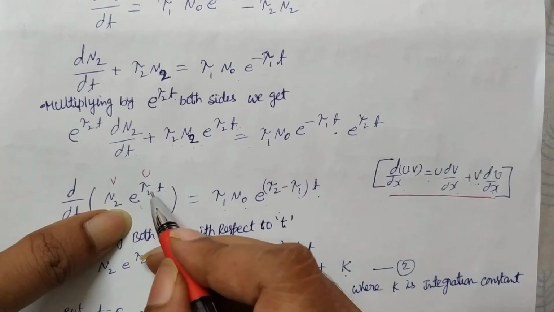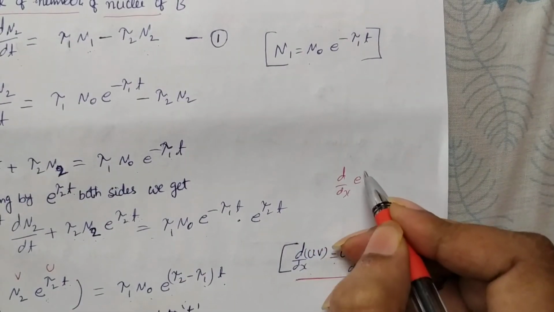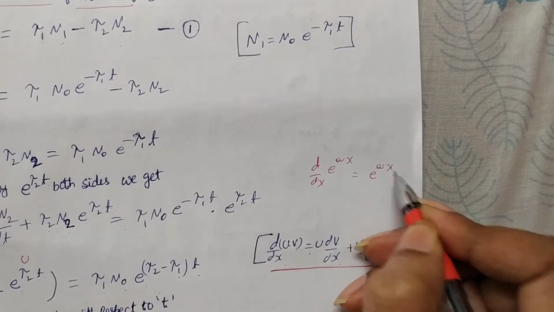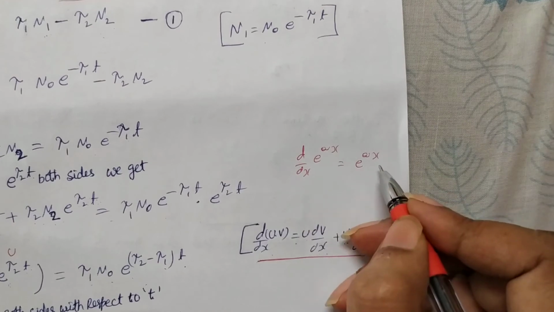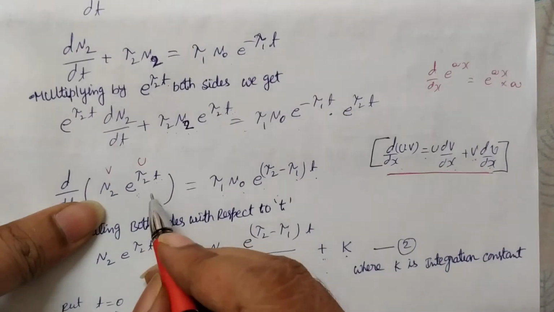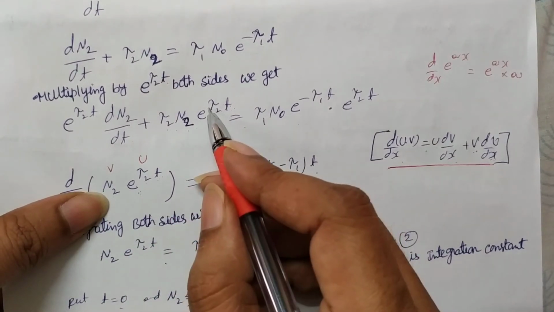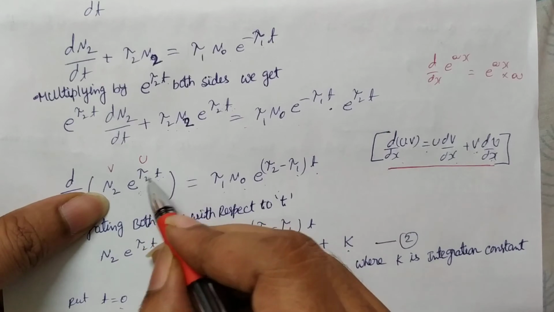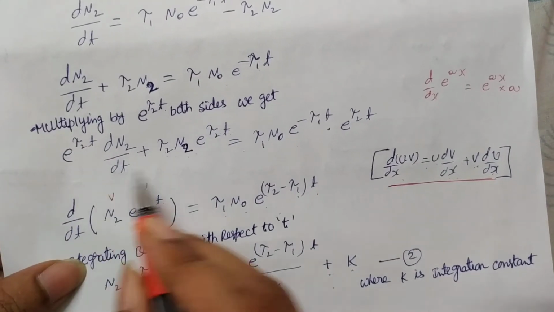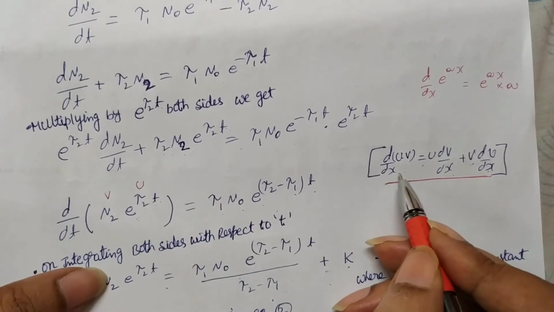So d by dx of e power ax, what do you get? You get e power ax only, and again differentiate the power, which gives a, and multiply with a. Similarly, the differentiation of e power lambda 2t is the same, and for the power you get lambda 2, which you multiply here. So this is the UV method, and we are writing it in reverse. Actually the UV method can be written like this.